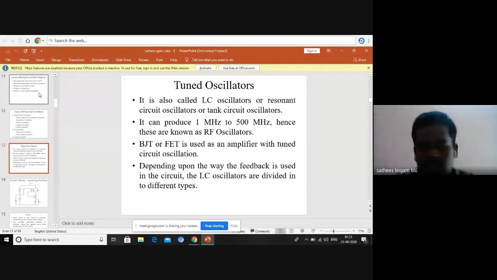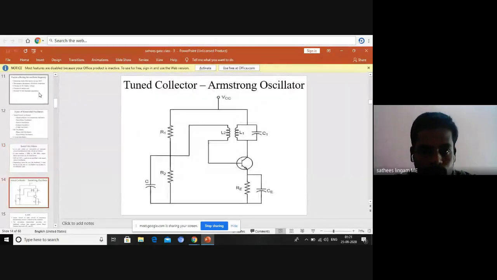Then BJT and JFET are used as an amplifier with the tuned circuit oscillations. Either we can use BJT and FET, MOSFET also we can use. Depending upon the way feedback is used in the circuit, the LC oscillator is divided into different types. The first one is the tuned collector or Armstrong oscillator.